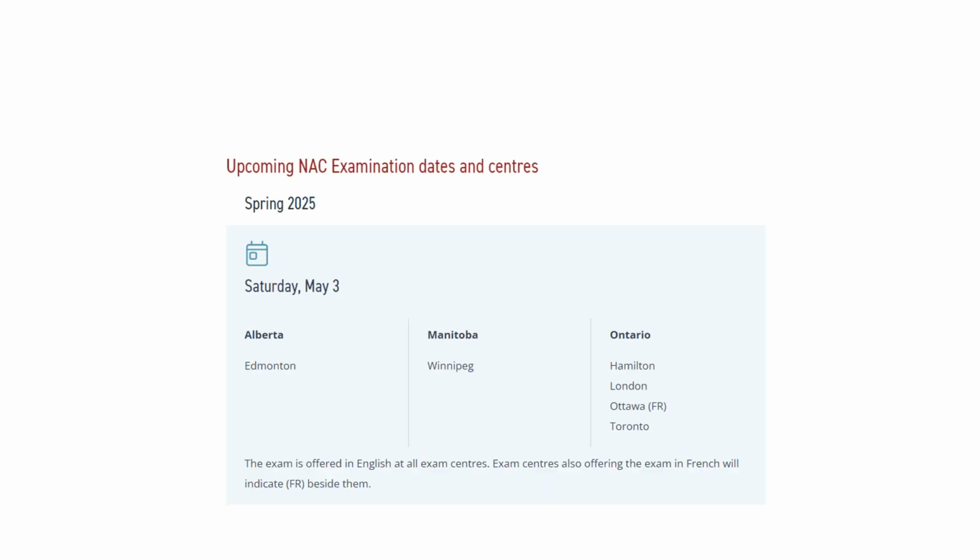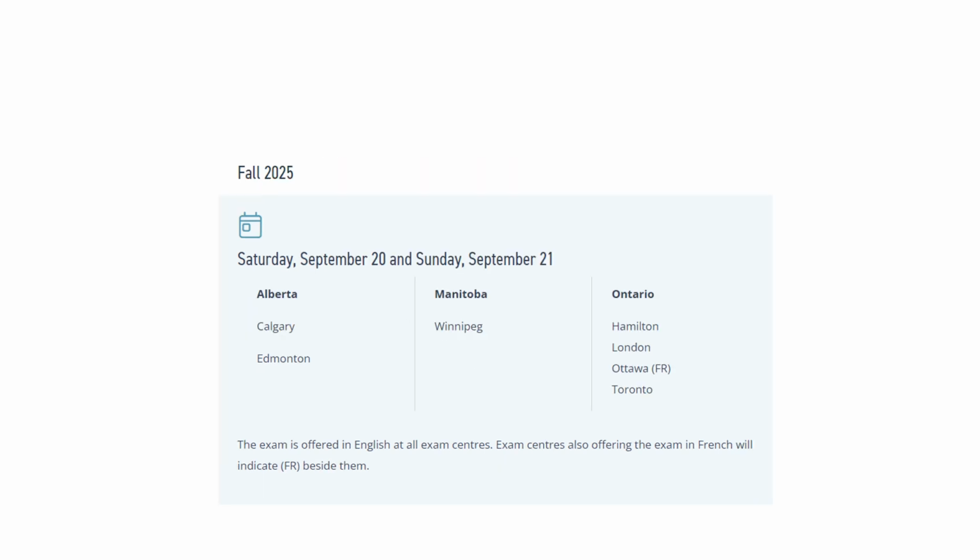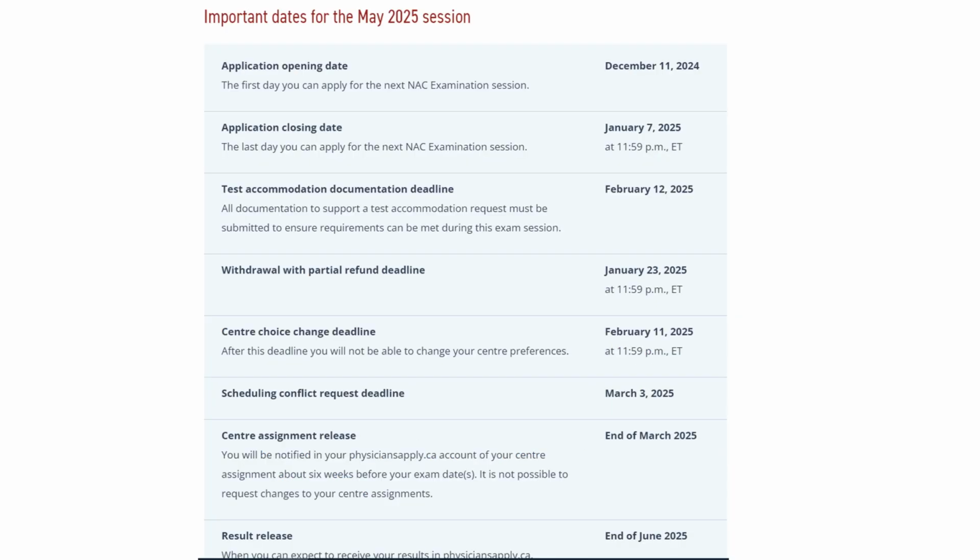Now there are upcoming NAC exams, which is in the spring cycle, happening on May 3rd. These are the centers that are listed. The fall session will include 2 days, Saturday and Sunday, September 20th and 21st. And these will be the following exam centers. Right now the applications have been closed for the spring session. It opened on December 11th and closed on January 7th. All the important dates are here.